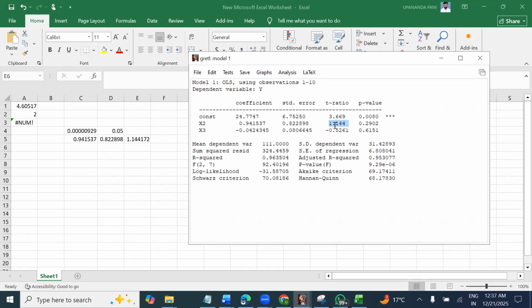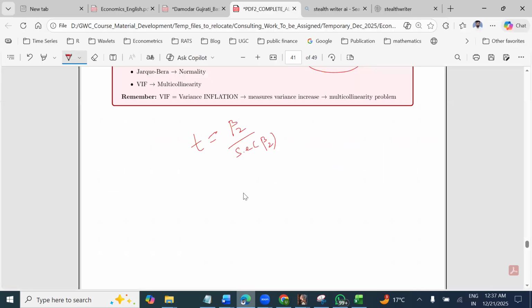Right? Now, what is the p value? The p value is 0.2902. Yes or no? Yes, sir. Now you tell me, what is my null hypothesis over here in the t test? Because I am checking the individual statistical significance of the regression coefficient. So my null hypothesis is beta 2 is equal to 0. My alternate hypothesis is beta 2 is not equal to 0.